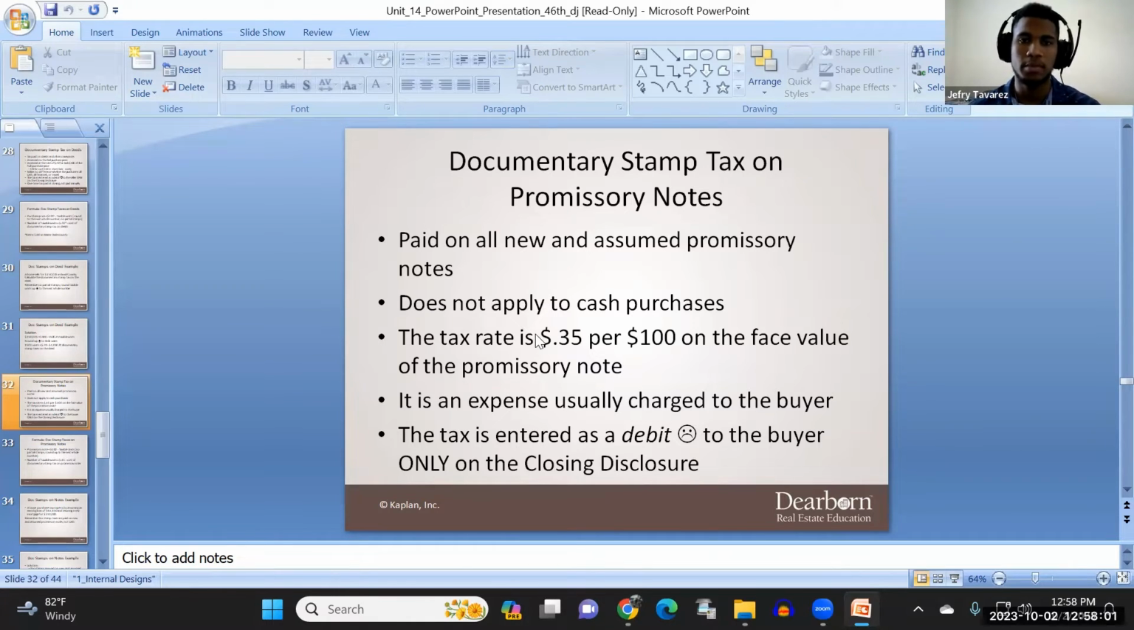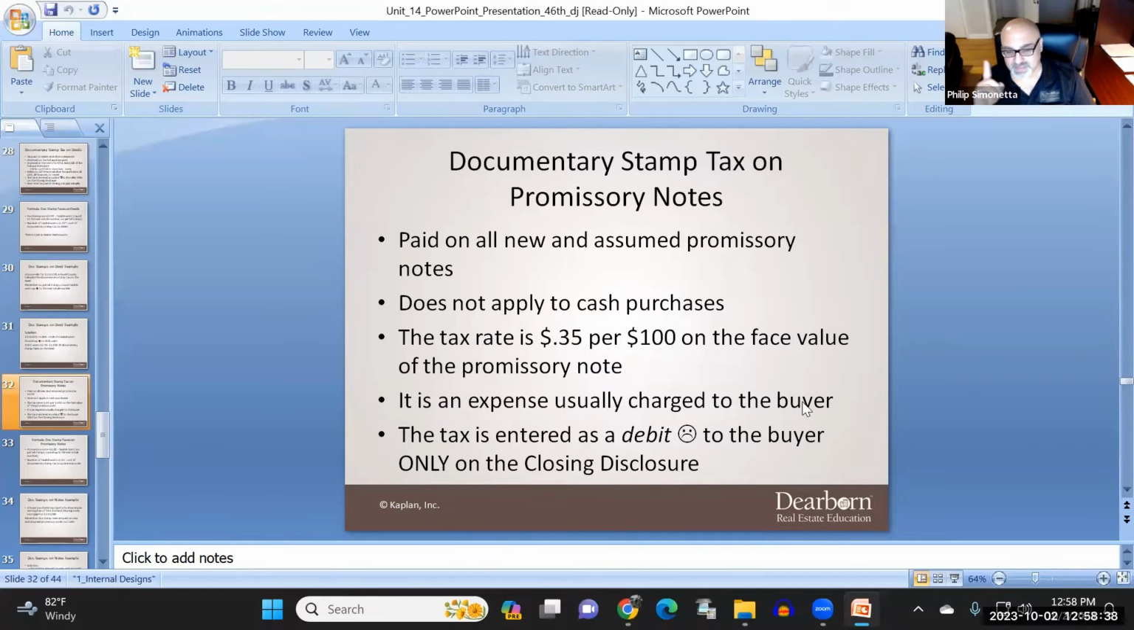Buyer only. Okay, so this is paid on all new and assumed promissory notes. If he's buying a house for 200,000 and he's only borrowing 150, this would be based off the loan amount, not the sale price, right? It's the promissory note. So this does not apply to cash purchases. If you buy a house cash, there's no promissory note. The tax rate is 35 cents per $100 on the face value of the promissory note. It is an expense usually charged to the buyer.